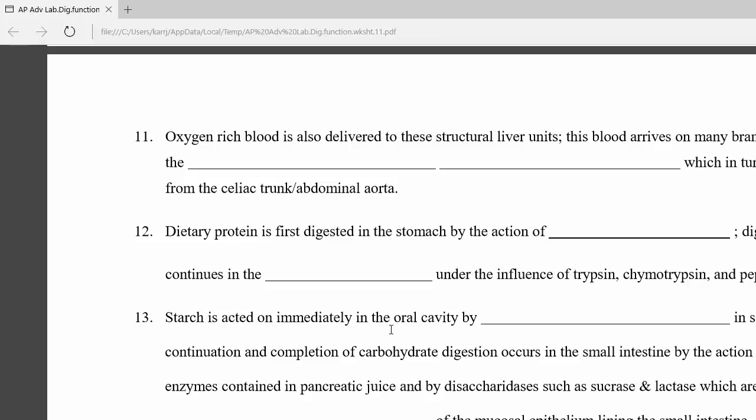Oxygen-rich blood is also delivered, like I said, to the hepatocytes. They need blood. That blood arrives on many branches of the hepatic artery, right? The hepatic artery supplies fresh blood to the liver to keep it alive.